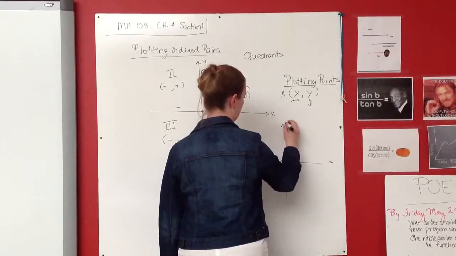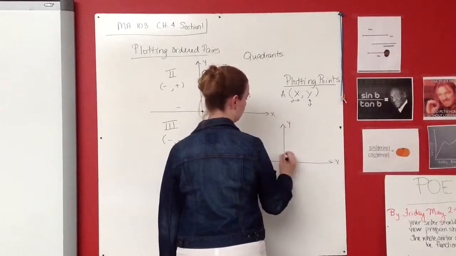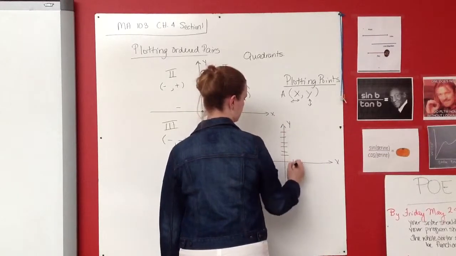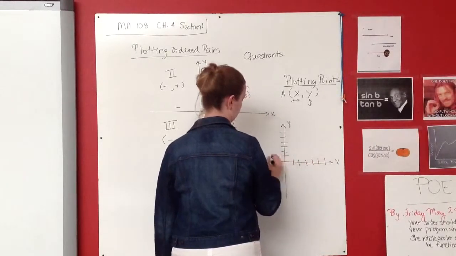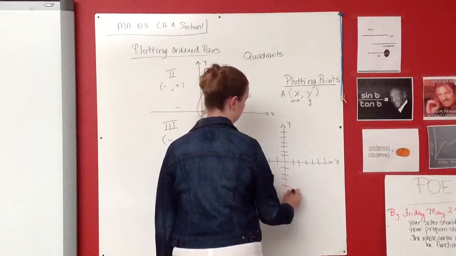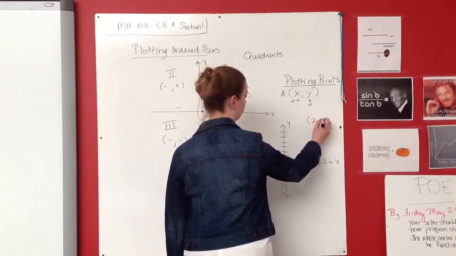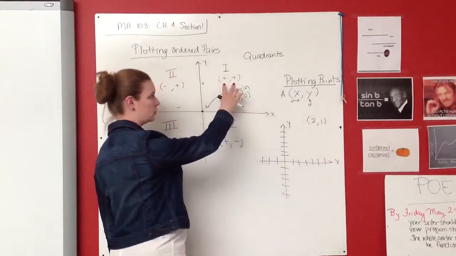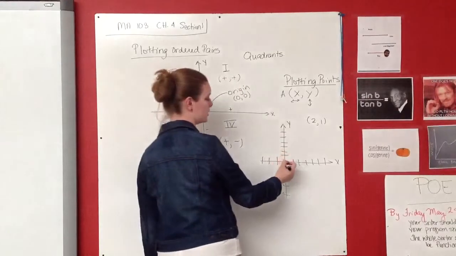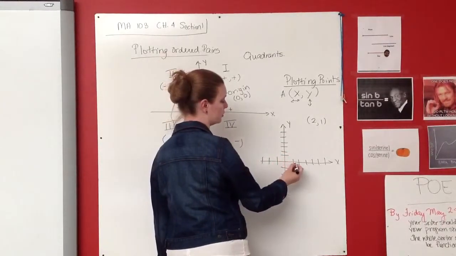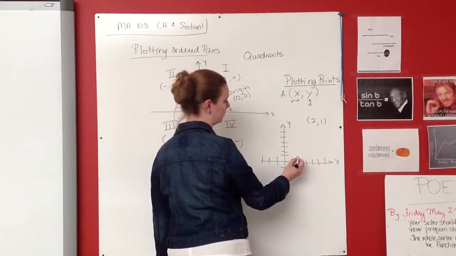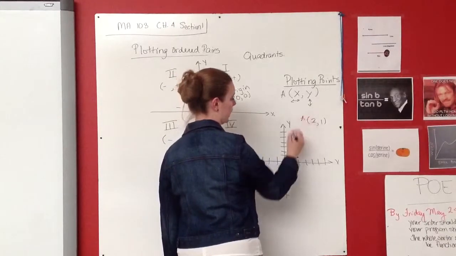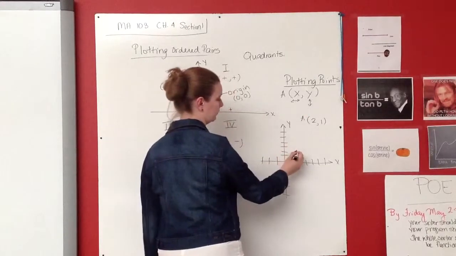So, for example, if we wanted to plot the point (2, 1). First of all, both of your coordinates are positive, so that's quadrant 1. So you start at the origin and you do your x-coordinate first, so you go over 2, and then up 1. If this were point A, we would label it point A.